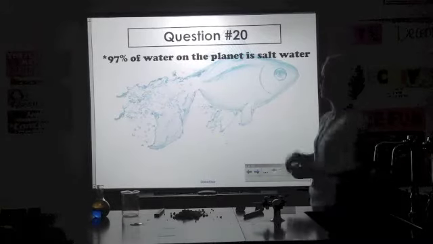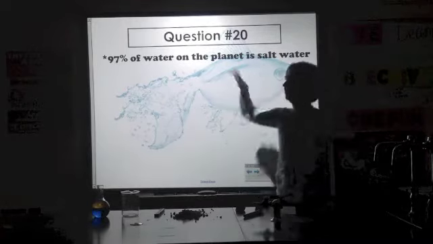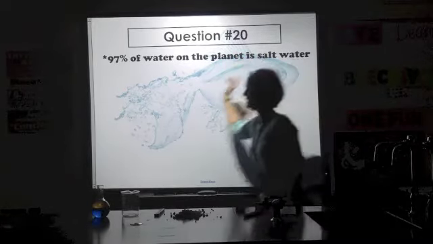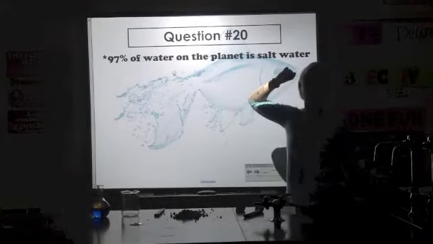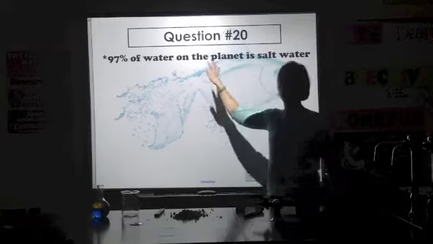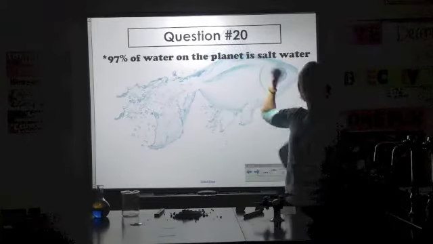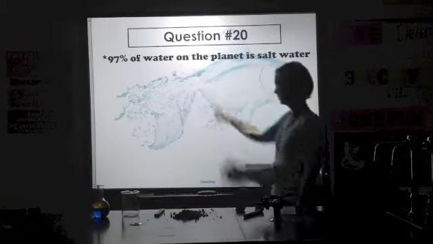How much water on the planet is salt water? This should be something that is ingrained in your head. Of all the water on the planet, 97% of it is going to be salt water, which means 3% of it's fresh water. So 97%, a pretty big chunk, is going to be considered salt water. Keep that in your head, 97%.